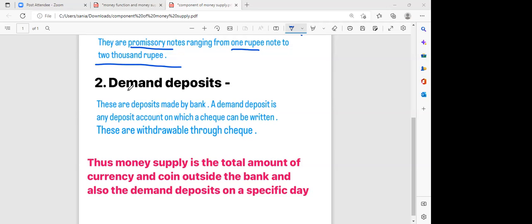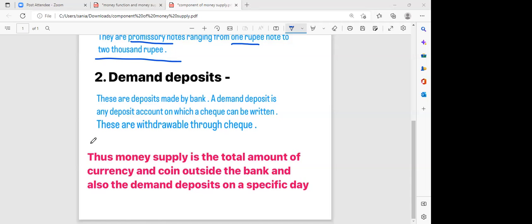Good. So basically, now we are done: money supply is the total amount of currency and coin outside the bank. See, if your money is outside the bank, that is known as currency. But if your money is inside the bank, that is known as demand deposit. Therefore, money supply is the total amount of currency and coin outside the bank, and also the demand deposit inside the bank, but on a specific day. Clear?